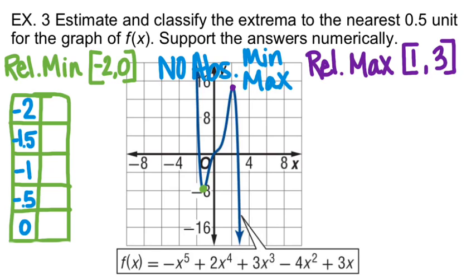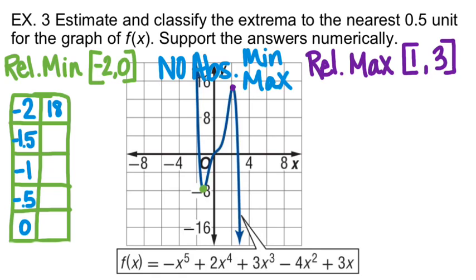So if you want your table to go in increments of 1/2, you need to change the table setting on your calculator. Go to second window, and you'll change the table start to -2, and then the change in table to be 0.5. Then when you go back to your table, you should be able to see these numbers clearly.